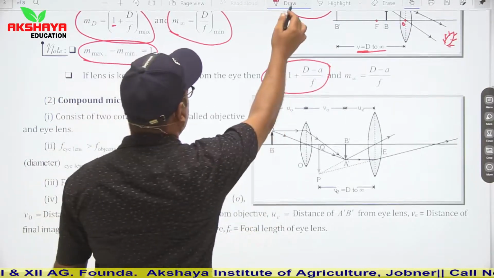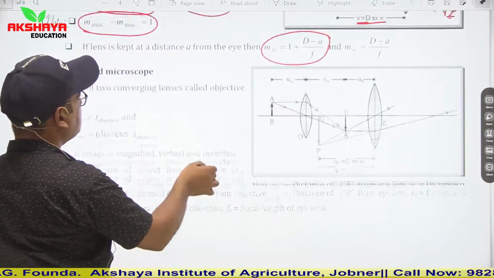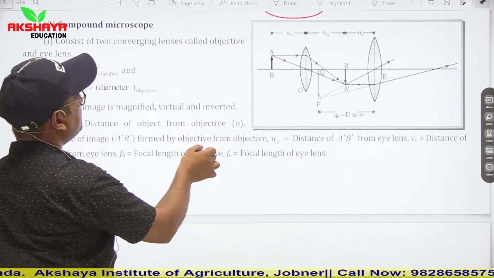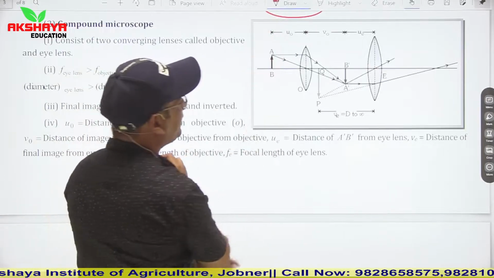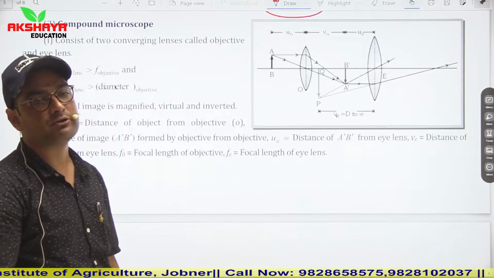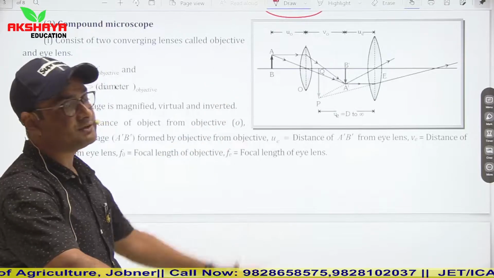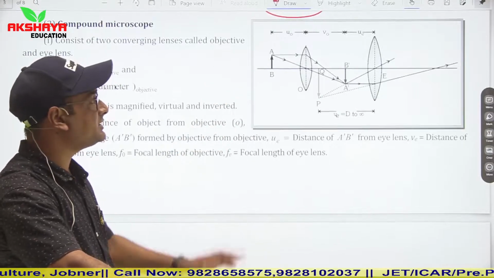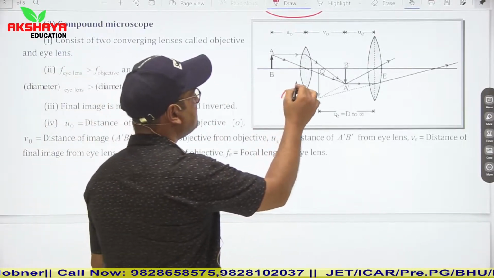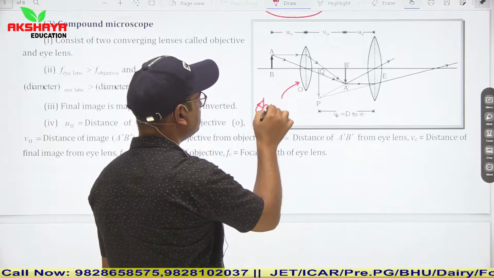Then let us talk about compound microscope. In case of compound microscope, we use two lenses. One lens which is placed nearby the object is known as objective lens. So this lens is known as objective.